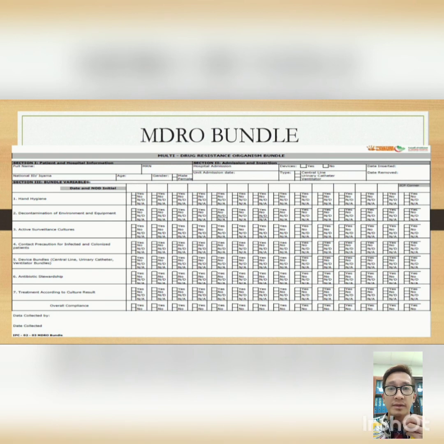If the component is met, then just put yes. If not, just put no. If not applicable, then just put NA. Just check those boxes accordingly.